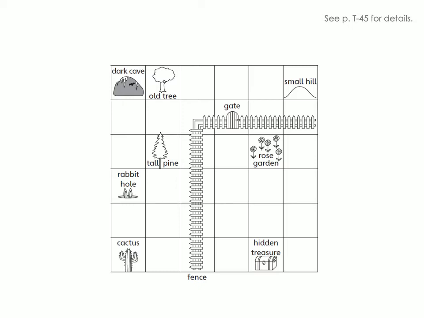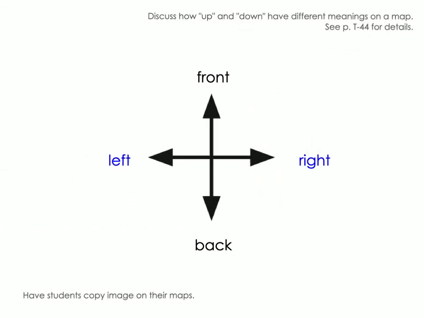So when we describe how to move on a map, we won't talk about going up or down, because if you were standing where the map is showing, up would be to the sky, and you don't usually walk towards the sky. So instead of saying up and down, we'll think about it as our front and as our back. So instead of saying up, you'll walk towards your front. You'll go forward 2 steps or 3 steps. And instead of saying go down, we'll go backwards 2 steps.